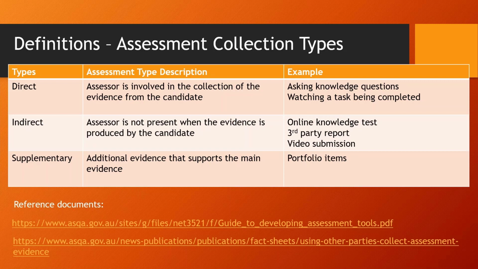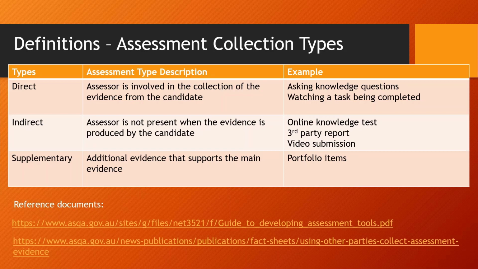that's important shortly. Indirect evidence collection is when you are not present when the evidence is produced, but you can still verify it. So that might be an online knowledge test. So you give someone access to an online portal where they go in and they answer some questions, and then you mark from there. You might have a third-party report. So you might ask someone who's a supervisor of the candidate within a workplace to watch someone do a task to industry standard, and they may make some notes on a checklist and provide back to you information that says, yes, I have watched that candidate complete a task and they've performed it to industry standard.